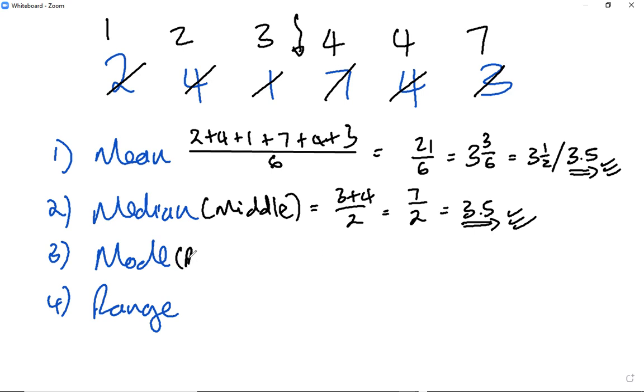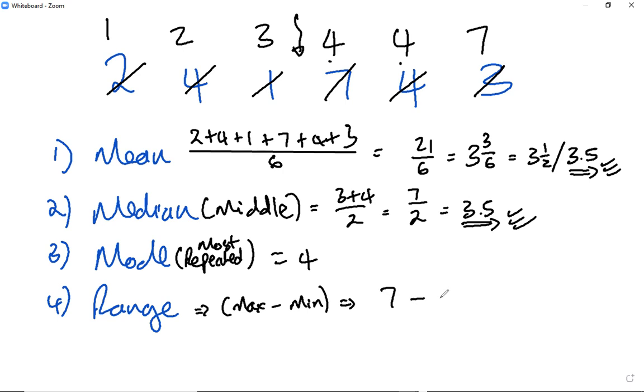The mode, remember, is the one that's repeated the most. It's the most repeated value. And the most repeated value here is 4. So we just have to go straight away and extract it. The range is given by the maximum minus the minimum. And the maximum over here is 7. Minimum is 1. So that comes to 6. And that'll be my range. All right. And those are the answers over there.